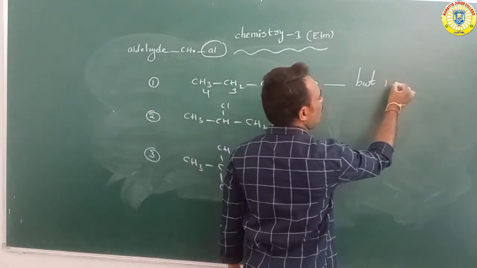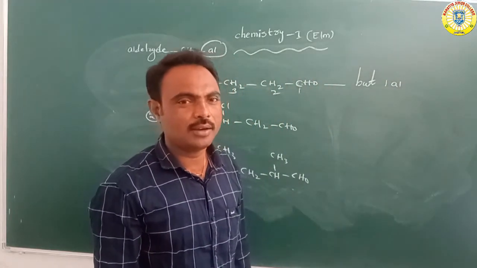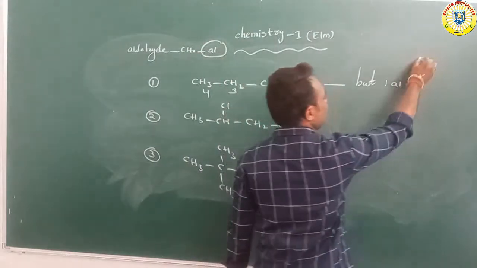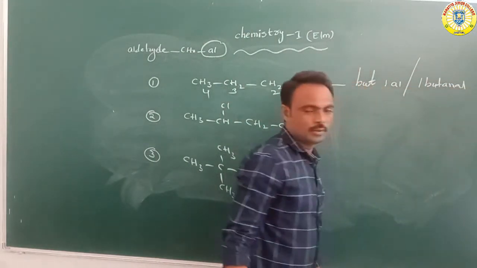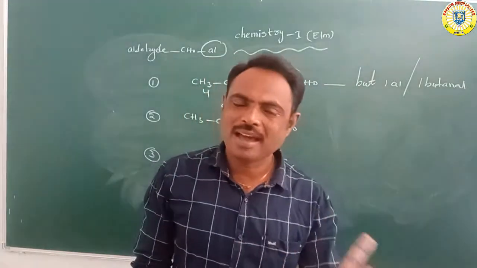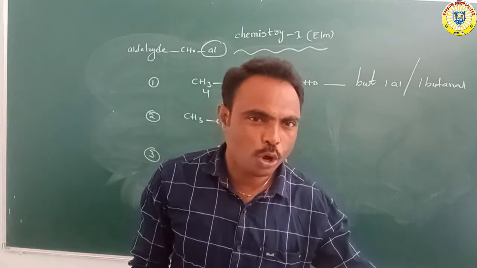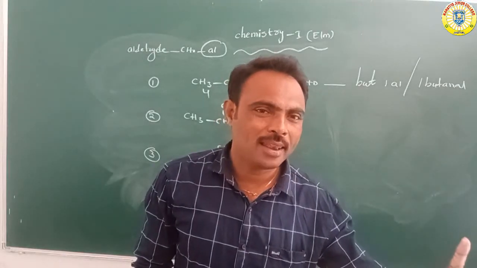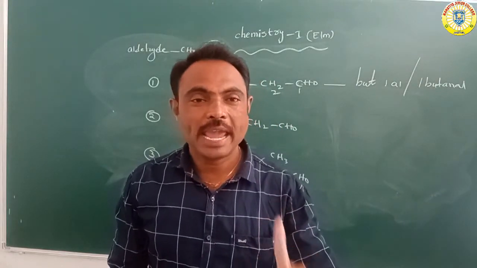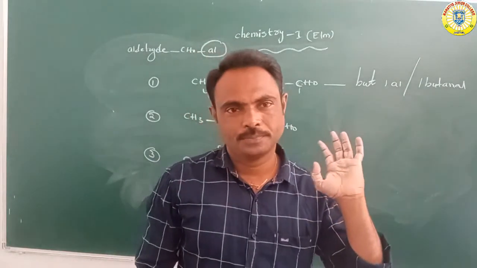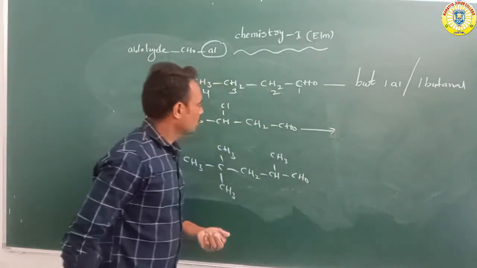So 1-al. Aldehyde functional group "al": butan-1-al, or another name butanal. So compare alcohol and aldehyde: butanol, "ol", alcohol; butanal, "al", aldehyde. Okay, next further, next one.